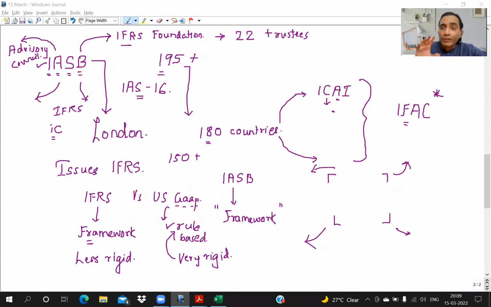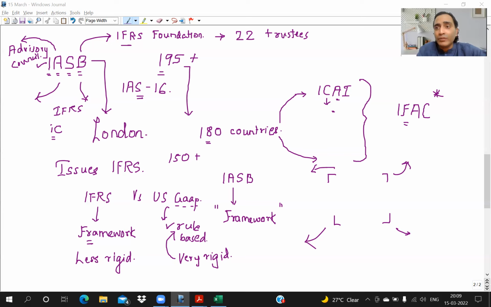What do you mean by framework, or what do you mean by principle-based approach? In principle-based approach, nobody tells you what to do, what not to do, but they give you broad boundaries. So IFRS gives you boundaries. Of course, there are certain rules in certain cases, but within those rules also you have choices. But in US GAAP, very few choices. You have a rule for each and everything. So very rigid. And hence, whenever things are not rigid, a framework has to be there.